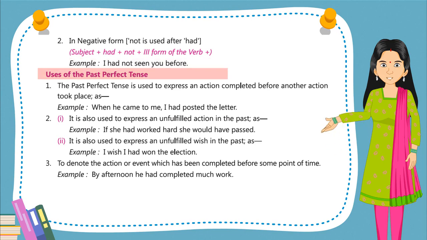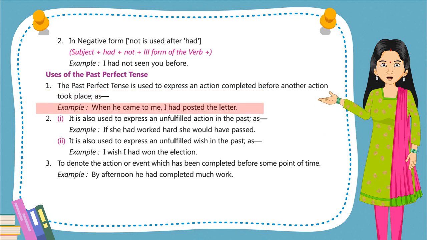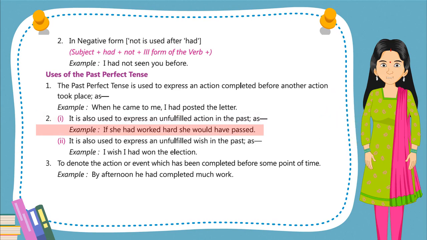Uses of the past perfect tense. 1. The past perfect tense is used to express an action completed before another action took place. As, example, when he came to me, I had posted the letter. 2. It is also used to express an unfulfilled action in the past. As, example, if she had worked hard, she would have passed.